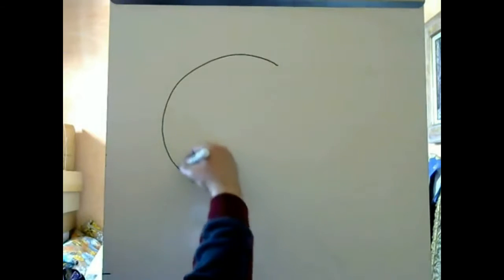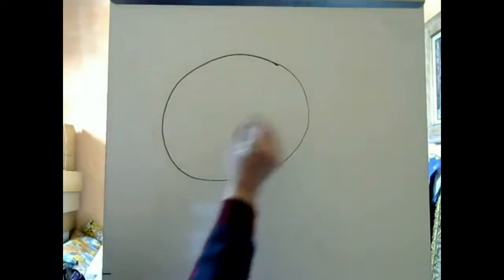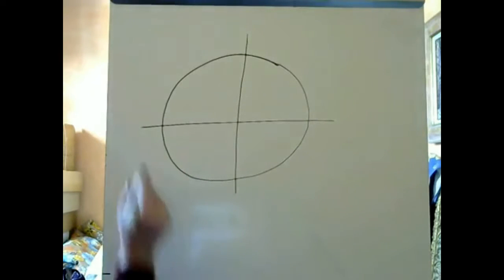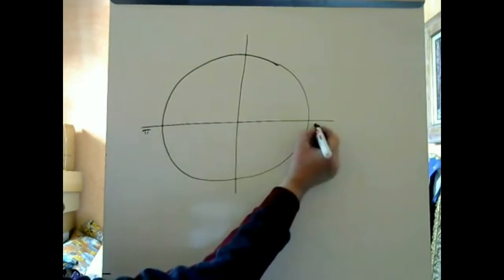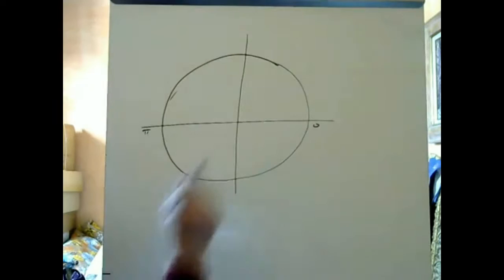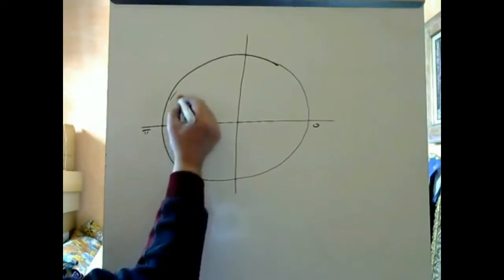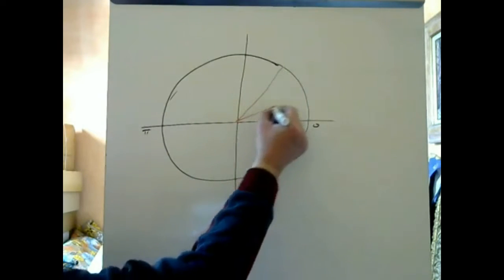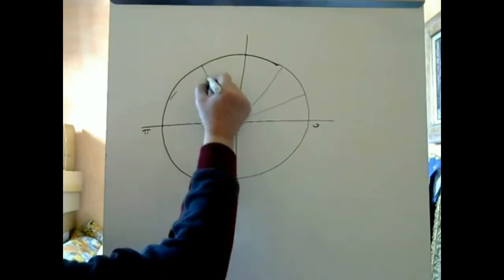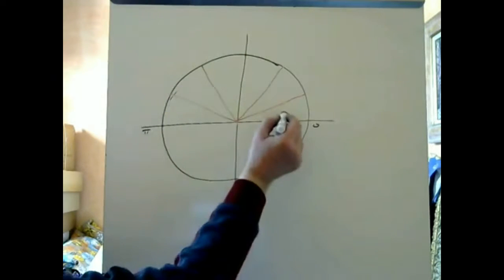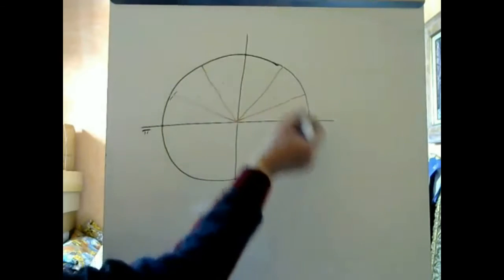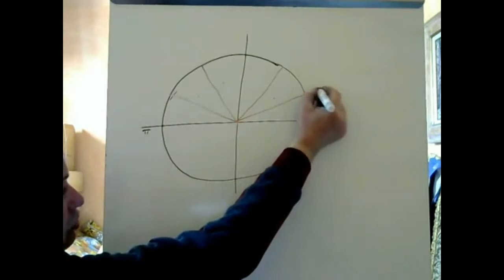So, for pi over 6, we place pi and 0. Pi over 6 is pi divided into 6 equal parts starting from 0. That means here I divide into 3 parts and here 3 parts. And in total I have 1, 2, 3, 4, 5, 6 equal parts. So it is indeed pi divided into 6 portions.